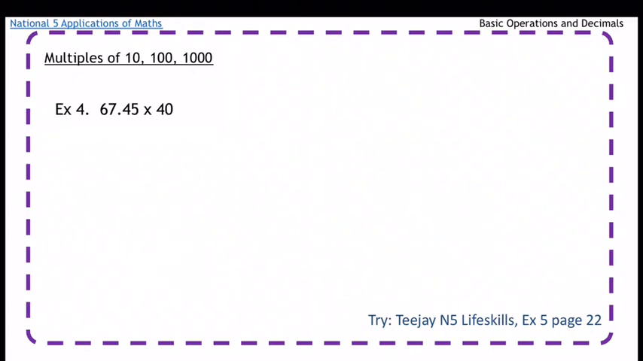If we're multiplying by 40, the way I would do this is I would break this 40 into times it by 4, and then times it by 10, or whatever the multiple was. So if it's 400, I'll do times 4, then times by 100. So we're going to do 67.45 times 4.